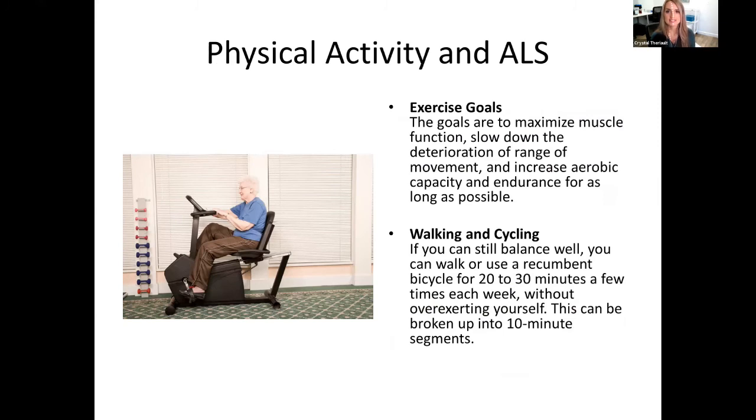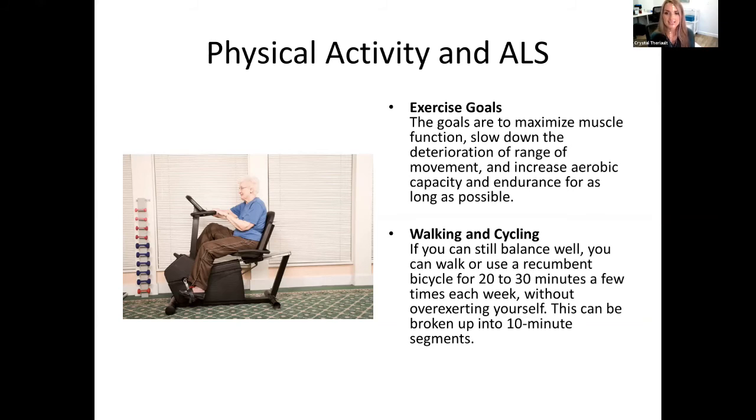Now, physical activity and ALS. We have exercise goals: to maximize muscle function, slow down the deterioration of range of movement, and increase aerobic capacity and endurance for as long as possible. With people with ALS, it's important that they don't overexert themselves when exercising. You and I might have a goal of experiencing muscle soreness, but that is a sign of the breakdown of muscle, and for them that leads to more inflammation and can progress their disease quicker.